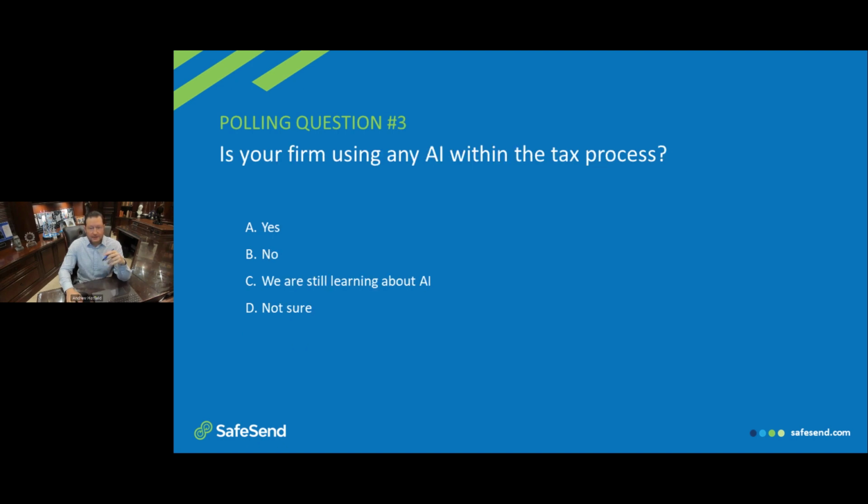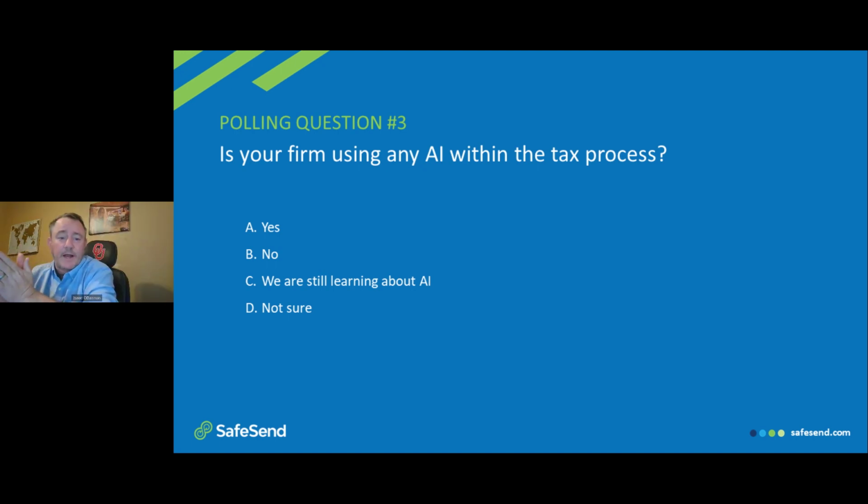And then, Isaac, as we get into the next content, I think we might as well ask the third polling question and see how the audience is interacting with AI, if at all. Andrew just asked the question: is your firm using any kind of AI within your tax process? Your options here are yes, no, you're still learning about AI, and not sure. Of course, it could be a combination of A and C, but if you're using it in any way and still learning about it, go ahead and click A. And let's see how those results are coming out.